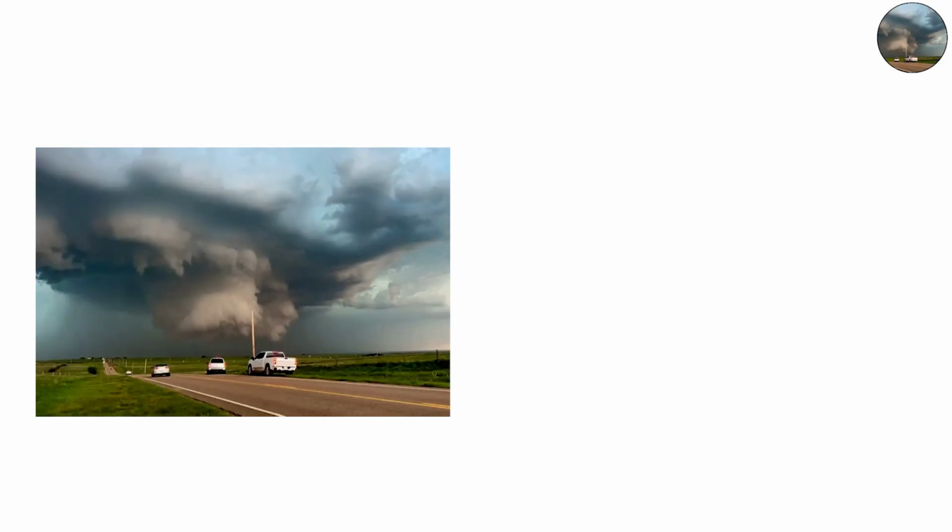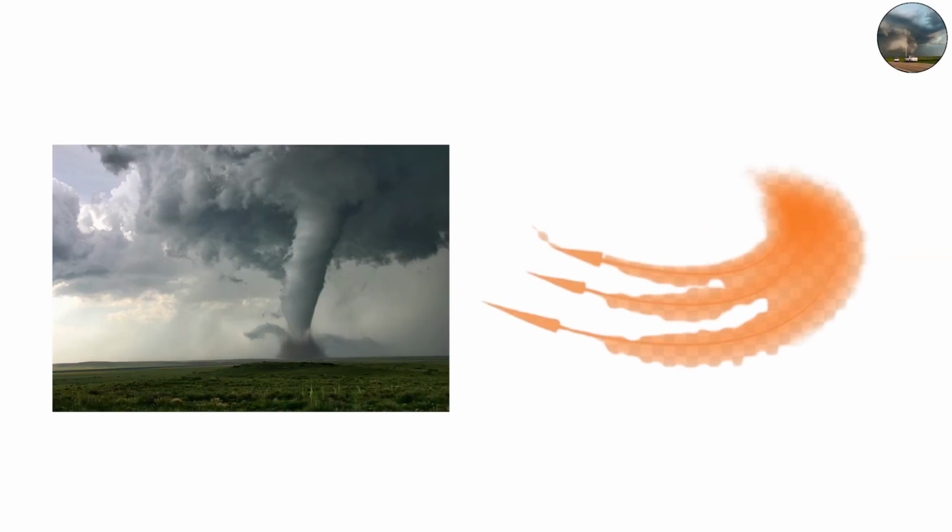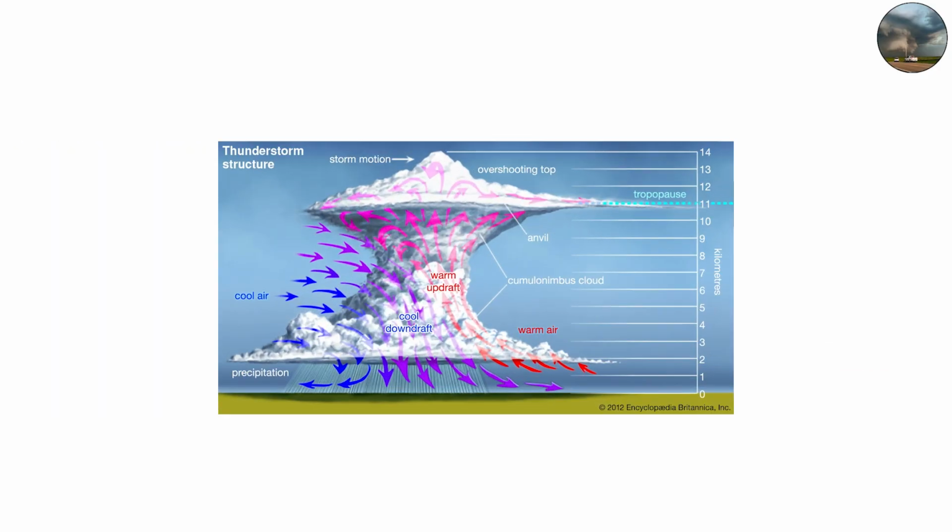However, a funnel cloud isn't a tornado until it touches the ground. Once the rotating column connects the storm base to the surface, it becomes a true tornado, pulling warm air inward and upward in a powerful continuous cycle.